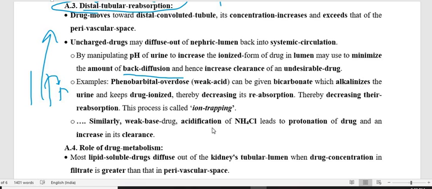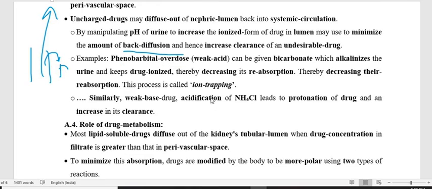So what is ion trapping that we are going to discuss? Take the example of a drug called phenobarbital sodium, a barbiturate, a sedative. When the urine is acidic and the drug itself is acidic, the drug will not be ionized, so it will be reabsorbed. Why? The urine is acidic, the drug is acidic, non-ionic, lipophilic, so it gets absorbed.